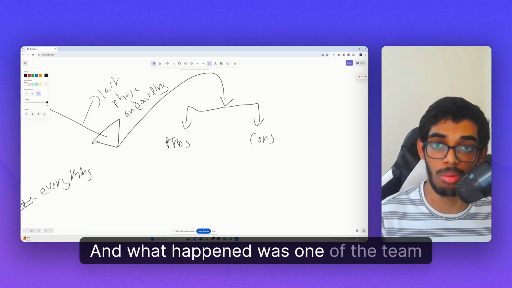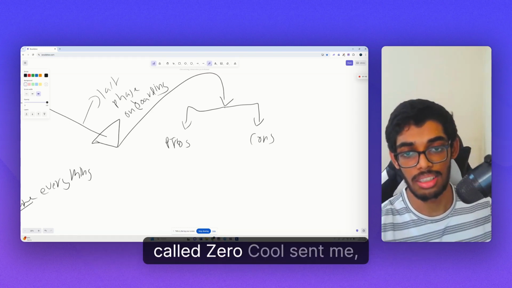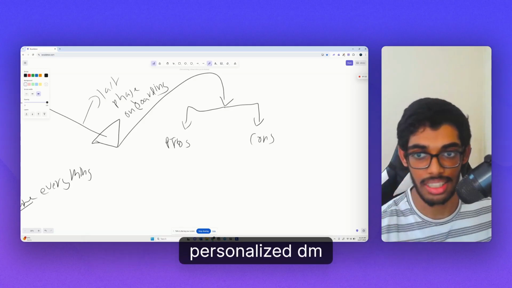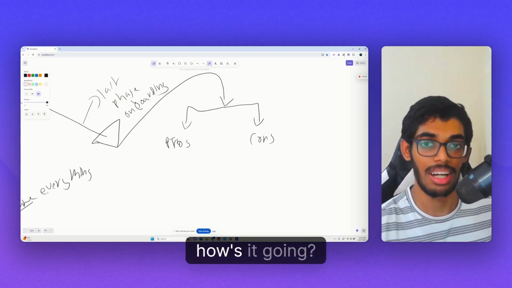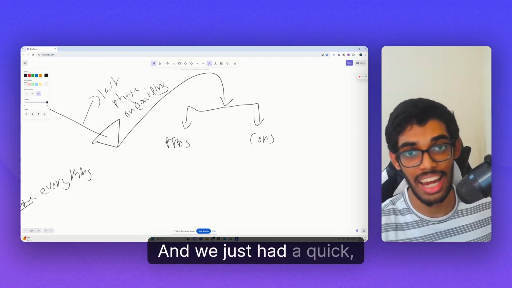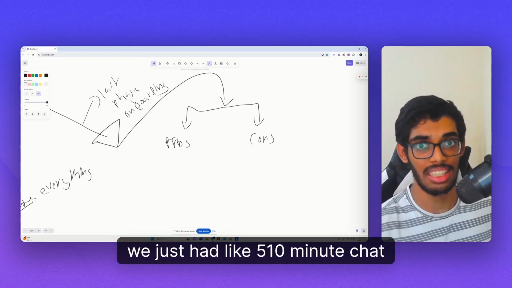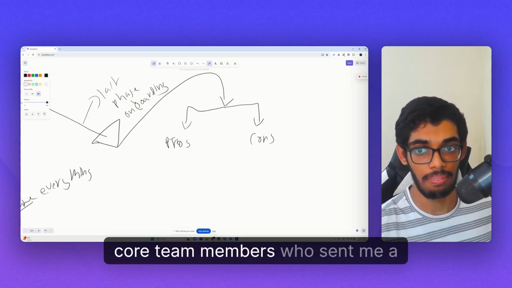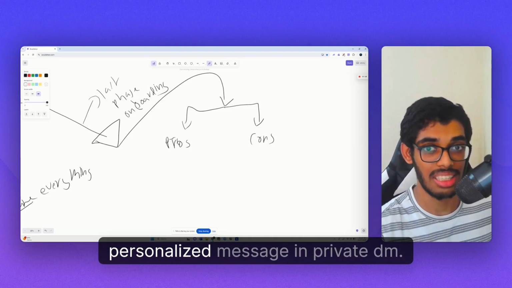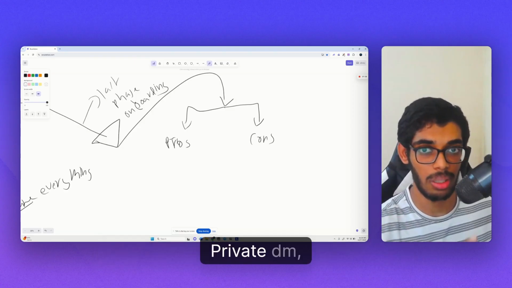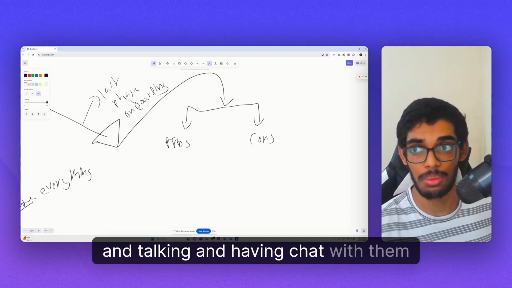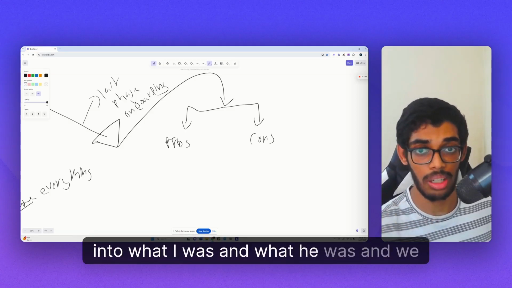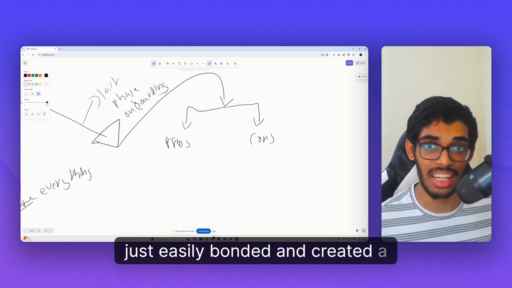And what happened was one of the team members called Zero Cool sent me a friend request and a personalized DM saying, "Hey man, sup? How's it going? Happy to have you." And we just had like a 5-10 minute chat together and had some fun. It's like me meeting one of the core team members who sent me a personalized message in private DM, and chatting with them and sharing some cool stuff about what I was and what he was, and we just easily bonded and created a connection.